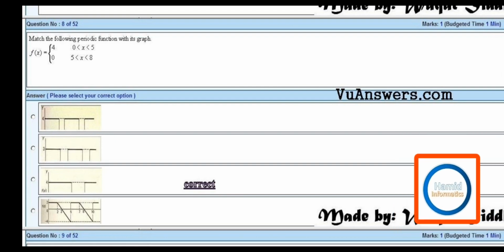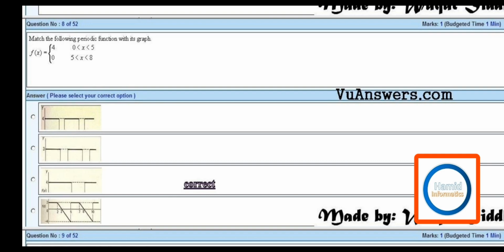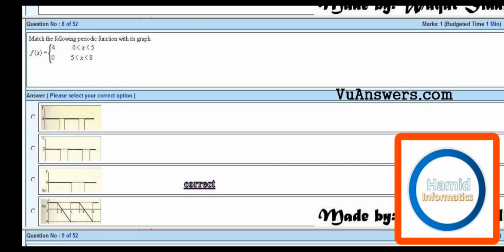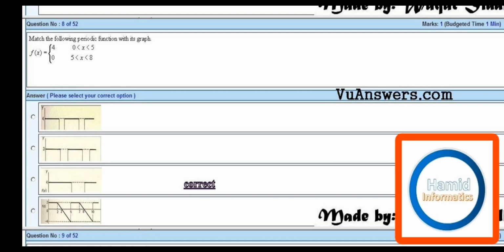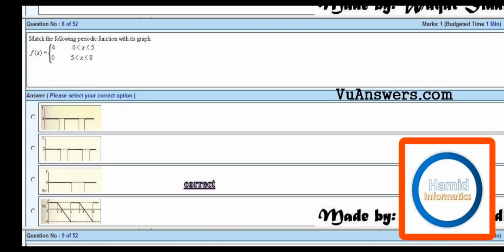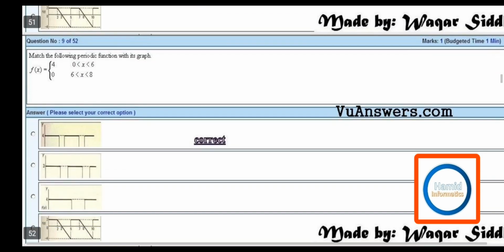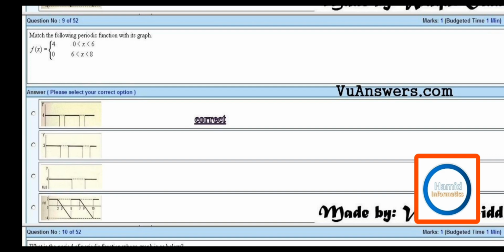Match the following periodic function with its graph. f(x) is equal to 4 for 0 is less than or equal to x less than or equal to 5, and 0 for 5 is less than x less than 8. And the third figure is the answer. Next one is, match the following periodic function with its graph. The values are this, and the figure is the first one.